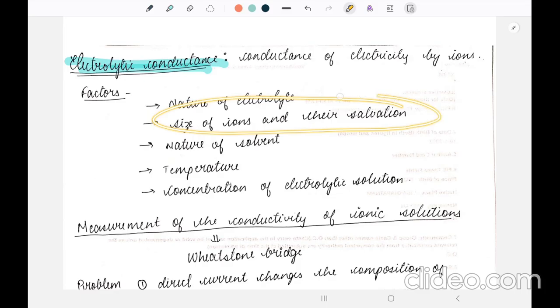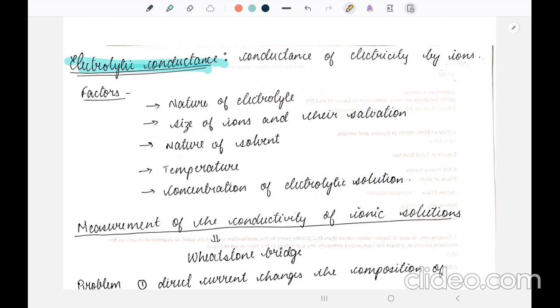Next is the size of ions and their solvation. So smaller the size of the ions of electrolyte, more will be their solvation, and hence large will be the electrical conductivity. Next is the nature of solvent and its viscosity. So in polar solvent, the electrolyte will ionize more as compared to non-polar solvent. However, lower the viscosity of the solvent, higher will be the ionic movement, and hence larger will be the electrical conductivity.